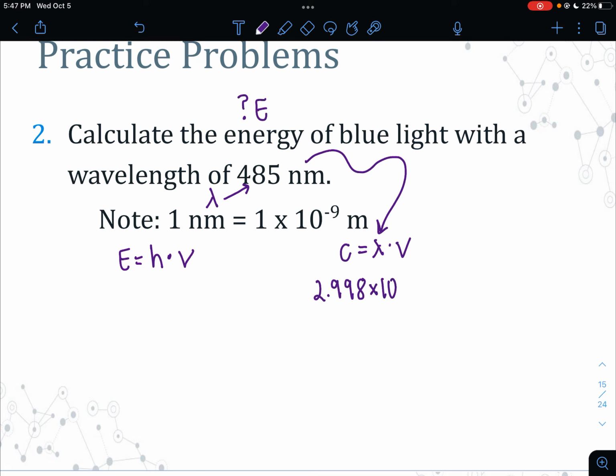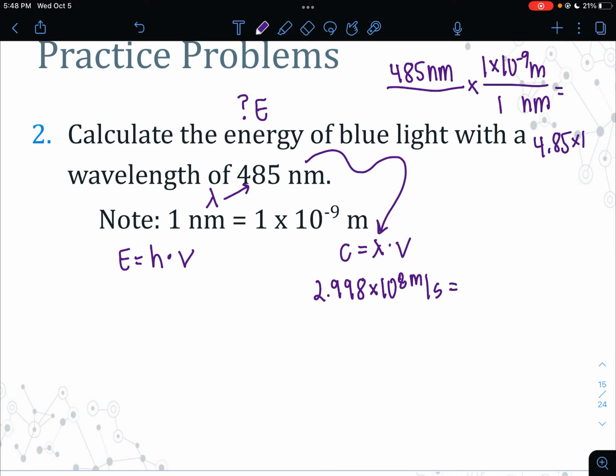2.998 times 10 to the 8th meters per second. The rule for wavelength is it has to be meters. So I'll do it up top. We'll take our 485 nanometers. And we'll do nanometers to meters. So 1 nanometer is 1 times 10 to the negative 9th meters. And that turns into 4.85 times 10 to the negative 7th meters. So again, absolutely 100% has to be in meters to use that equation. We'll plug that in for our lambda, and we'll solve for the frequency.